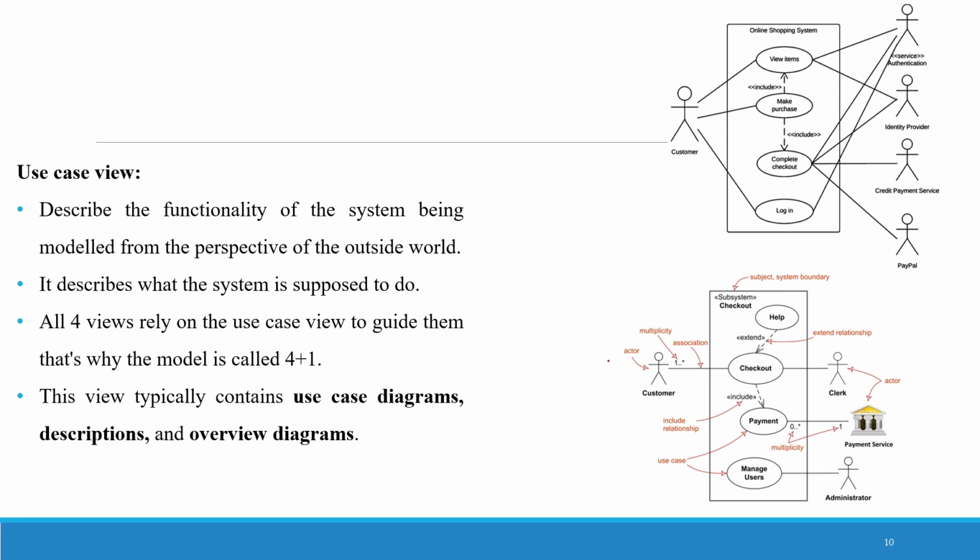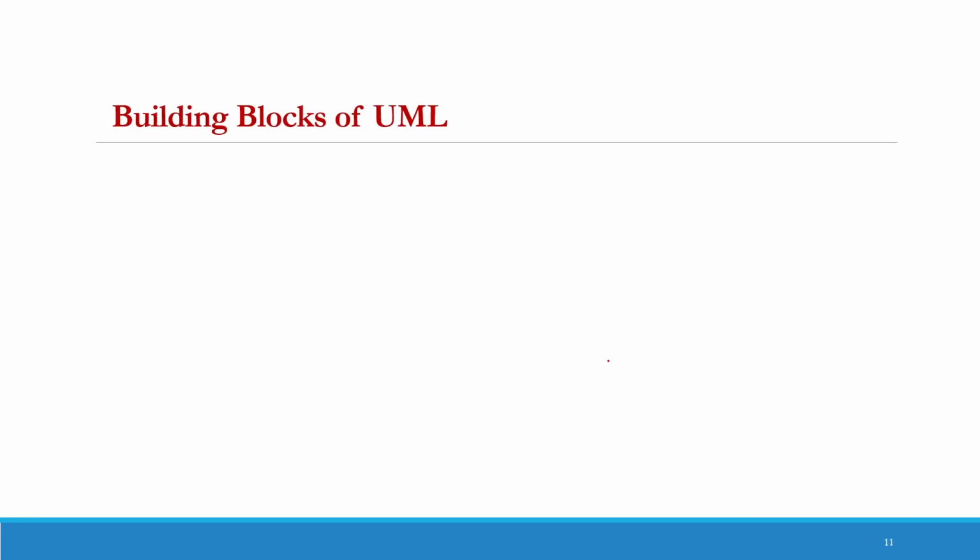The functionality of the system is described here, and this view typically contains the use case diagram, description, and the overview diagram. So these are the views of the model that a software developer or software engineer will understand before modeling or constructing the software. Later on, based on these views, the software will be deployed.